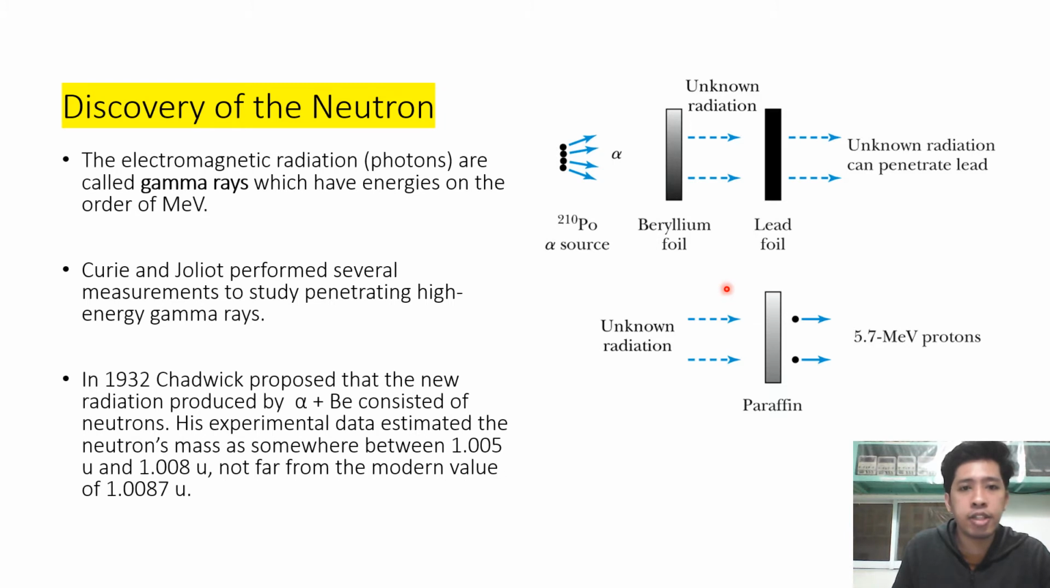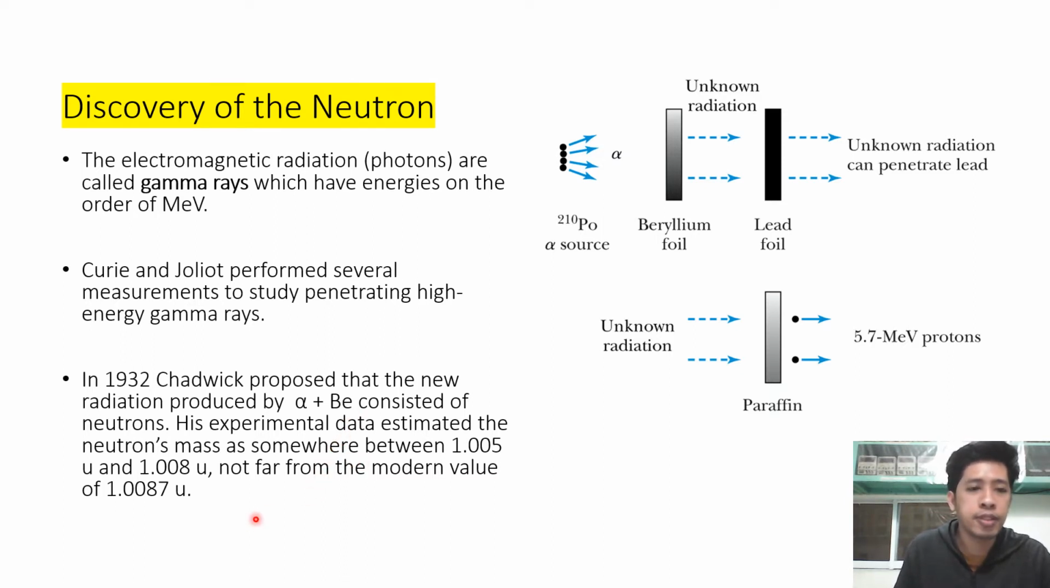This electromagnetic radiation, which are photons, are called your gamma rays, which have energies of the order of mega electron volts. It's Curie and Joliot who performed several measurements to study these penetrating energy gamma rays. They actually used different materials aside from your lead foil and your paraffin. Curie was the daughter of Marie and Pierre Curie. The daughter of Marie and Pierre Curie also died due to radiation, similar to how her mother Marie Curie died.